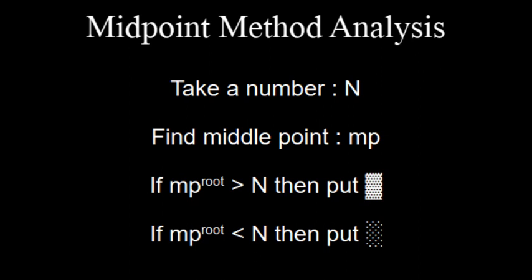Let's briefly analyze our work. We got a number. In an interval where the root of this number can be found, we have found the midpoint of that interval. Let's put a light rectangle if this point is larger than the searched root, and a dark rectangle if it is smaller.